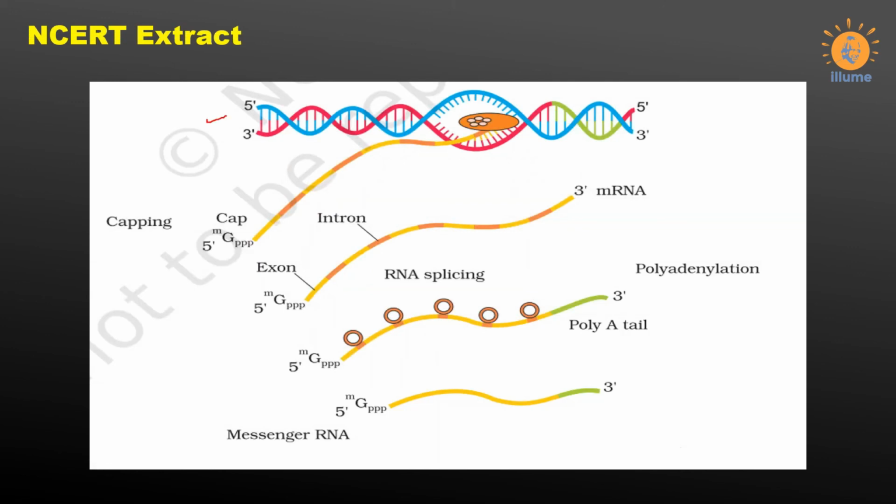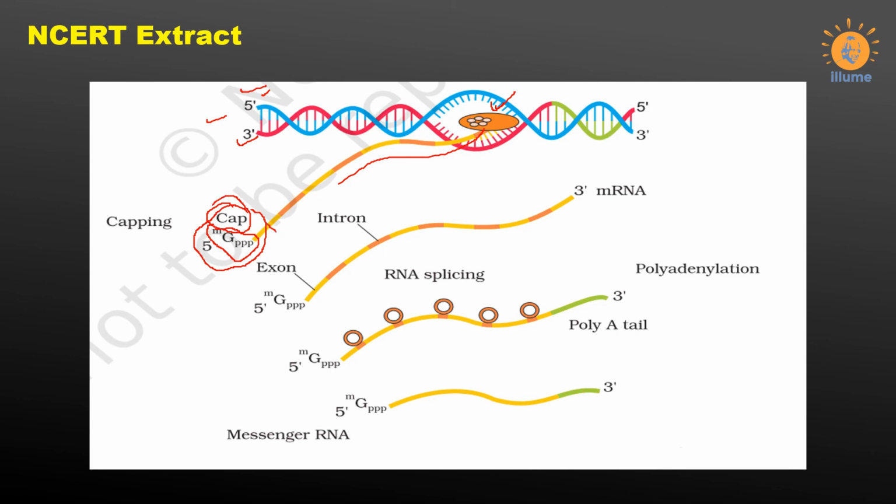This is DNA with two strands, a 5' strand, and the other is complementary to it, which is the 3' end. In the very first step, this is the RNA polymerase enzyme, and this is transcribing an mRNA. This is mRNA. This is the 5' end of mRNA, and the moment it starts forming, at the 5' end, the 7-methylguanosine cap is attached. This is the cap of 7 mG.